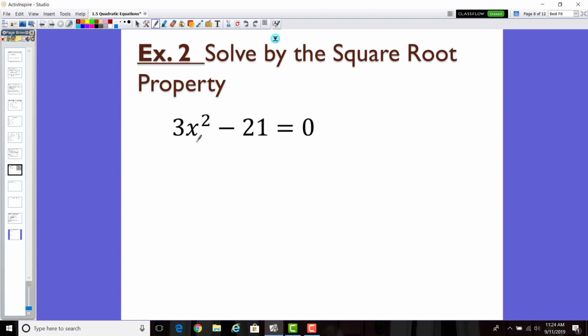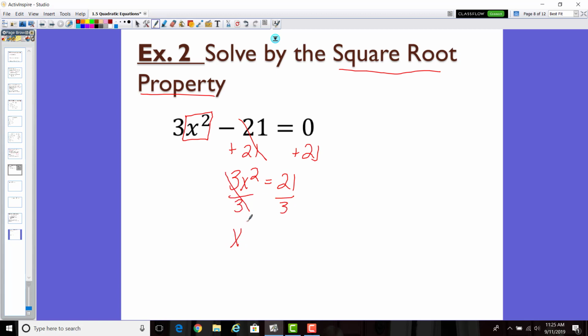So identify our x squared here. We want to use the square root property. Our x squared is here. Okay, so we need to get rid of this subtraction of 21 by adding 21. So 3x squared equals 21. And then we can divide by 3 to get x squared by itself.